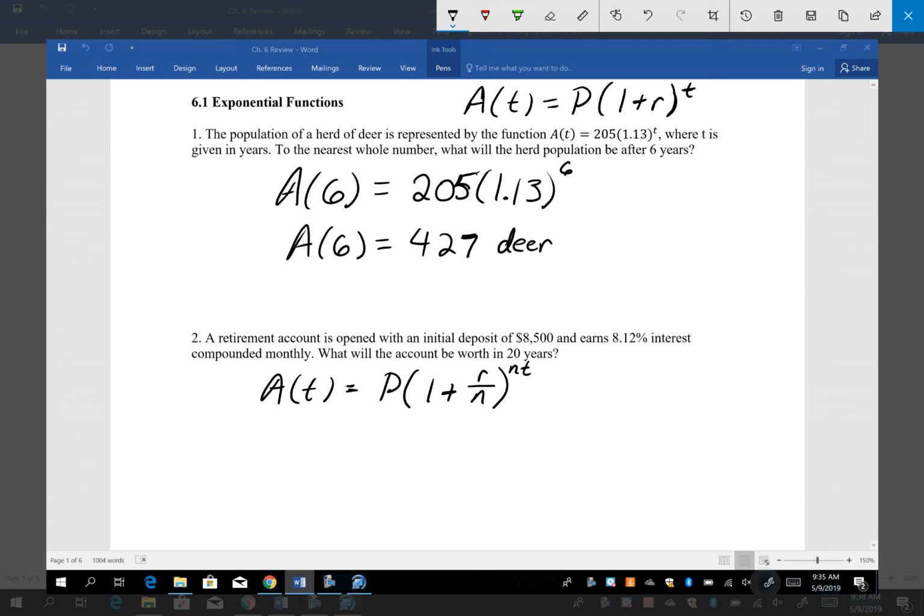So n is the number of times you're compounding. And this problem says it's compounding monthly. So what is n going to be? 12. All right, so let's plug in the stuff that we know. How much money is this person putting into the account right now? Very good. So that replaces P times 1 plus what is the rate of growth? Very good. So 0.0812 over 12 raised to the 12t.